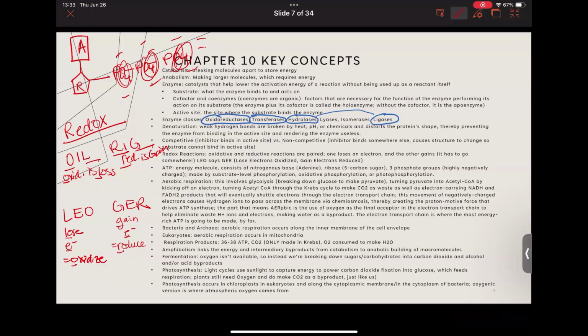Again, we already talked about amphibolism. We talked about the difference in these. We talked about the products. We already made it through all of this.